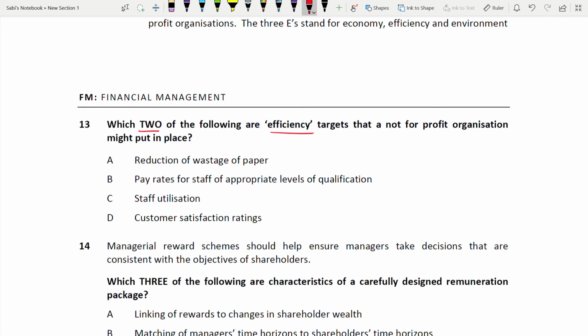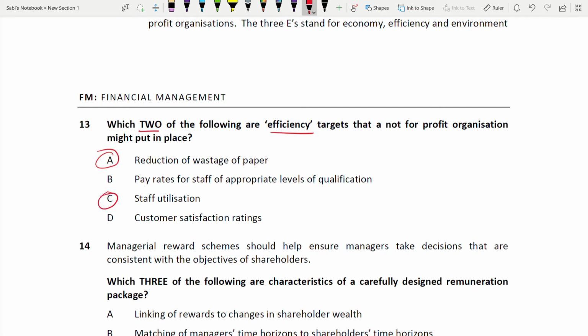So reduction of wastage of paper, yes. Wastage of paper, it's an efficiency. A is the answer. B, pay rates for staff of appropriate level of qualification. See, this pay rate for staff is not an efficiency. In fact, it's an economy, because staff comes in the economy part. Remember, cost and all. So B is not the answer. C, staff utilization. You're utilizing staff, efficiency again.